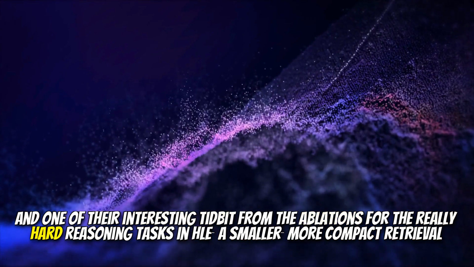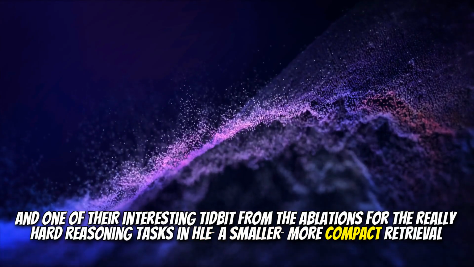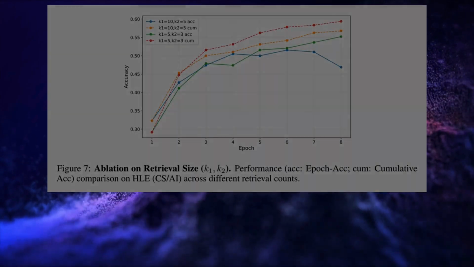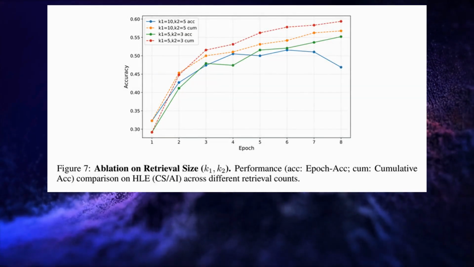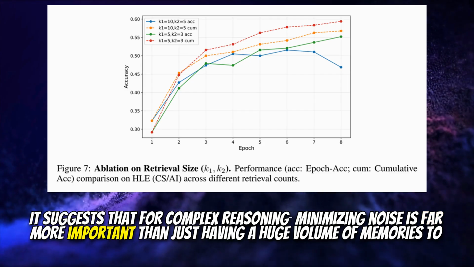And one other interesting tidbit from the ablations. For the really hard reasoning tasks in HLE, a smaller, more compact retrieval setting actually worked better. Quality over quantity. Yep. It suggests that for complex reasoning, minimizing noise is far more important than just having a huge volume of memories to draw from.